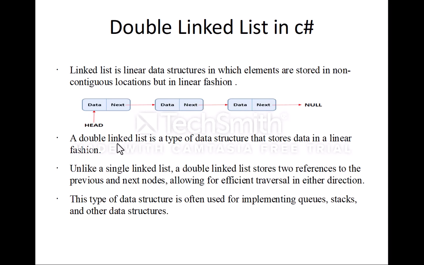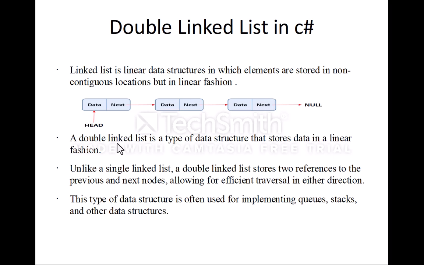Now, what is the difference between a singly linked list and a doubly linked list? A doubly linked list is a type of data structure that stores the data in a linear fashion, similar to the singly linked list. But unlike a singly linked list, a doubly linked list stores two references, the previous node address as well as the next node address, which allows efficient traversal in either direction. If you implement a doubly linked list, you can traverse in both directions. You can go backward and you can go forward.